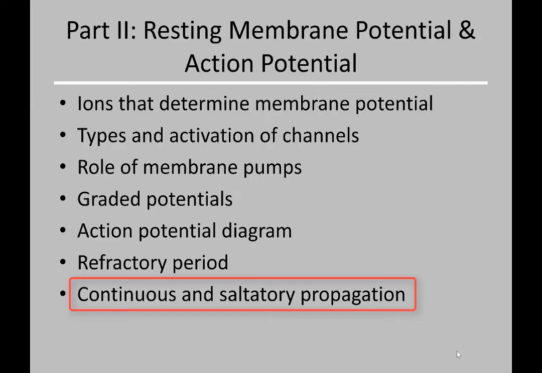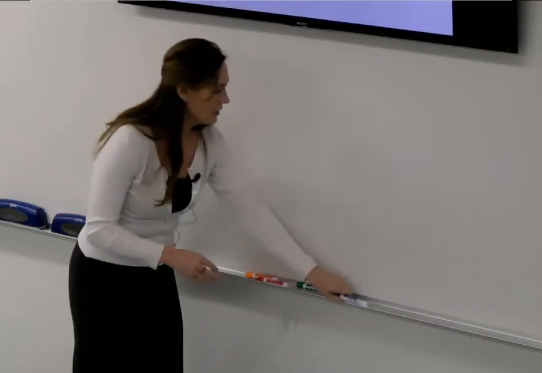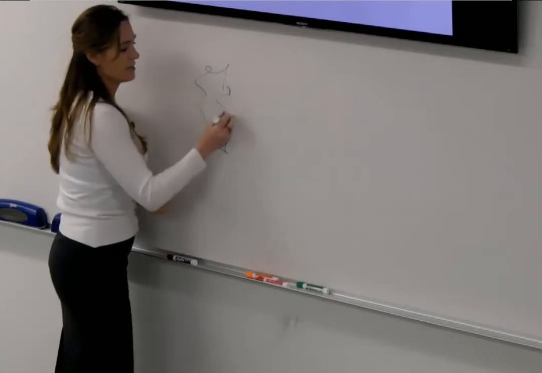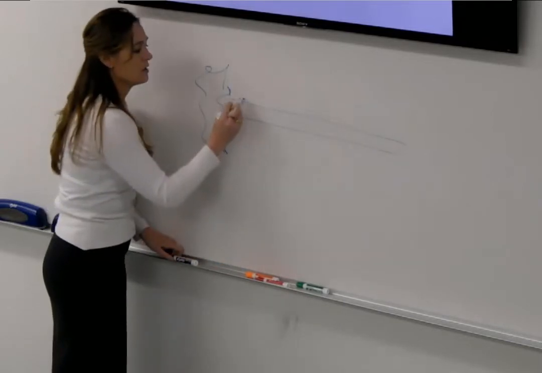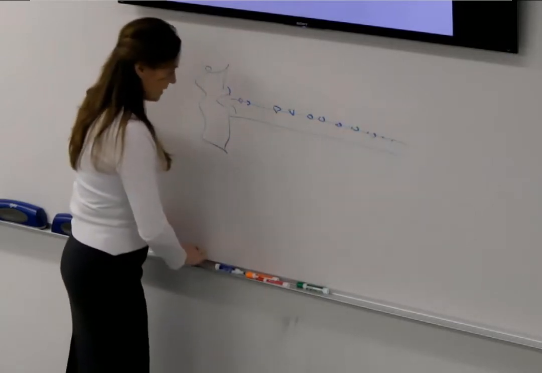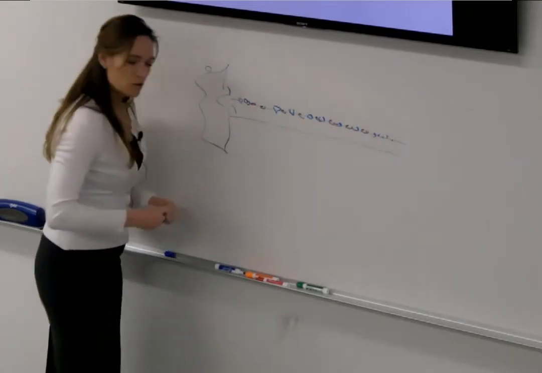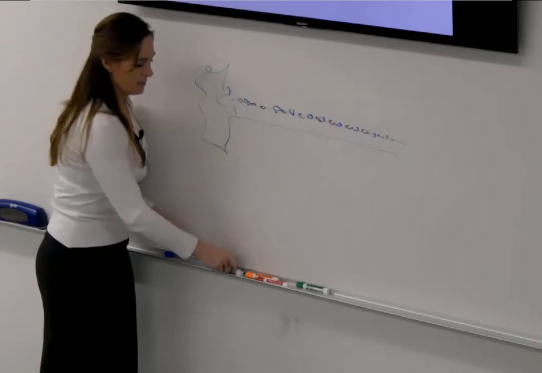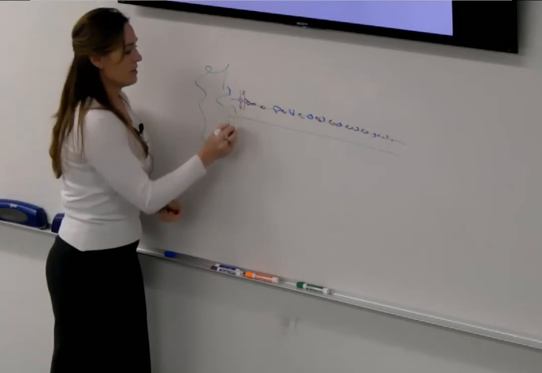Tell me about continuous propagation and saltatory propagation. What is continuous? It's like a domino effect. Yes. So continuous would be if we had our neuron, our dendrite, cell body, and this long axon, and we have sodium channels the whole distance, and potassium channels the whole distance, and the pumps and all that. So we may have an action potential that happens here, causing the sodium to go in and the potassium to go out. So that would be in this section.